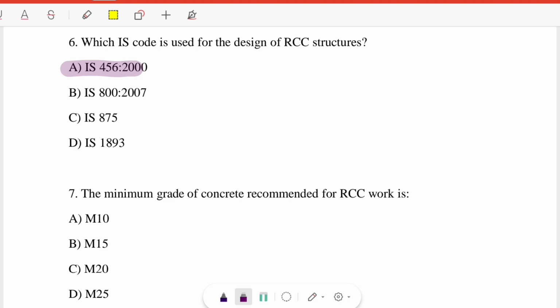Next question, the minimum grade of concrete recommended in RCC work is option A M10, option B M15, option C M20, option D M25. The correct answer is option C M20. M stands for mix and 20 stands for characteristic compressive strength after 28 days of concrete.